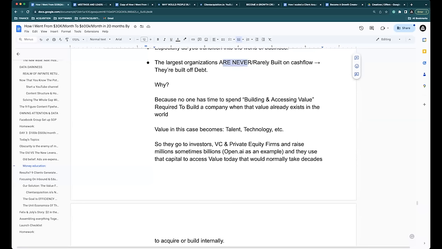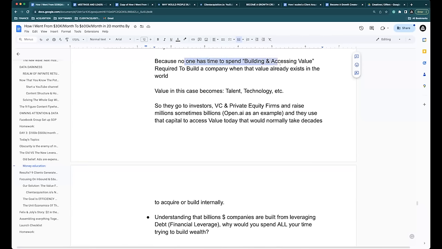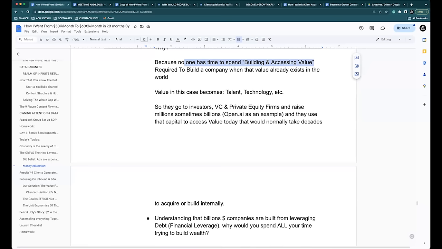The largest organizations are never or rarely built on cash flow. Like this whole thing of people who brag about, oh, I never got debt. I'm like, it's the dumbest thing to brag about because you're essentially saying, oh, I'm actually a dummy. I'm going to spend my time to go sell and then take the money and use that money to experience a little bit of growth and then sell more of my time. Right. But the people who are actually insanely smart, they never do that. Right. Because no one has time to spend building the value that is required to build a company when the value already exists in the world.